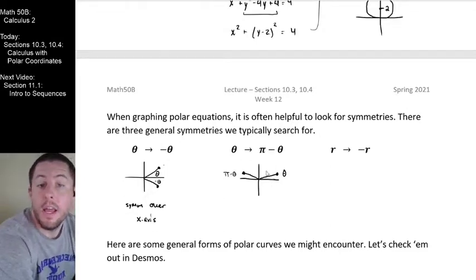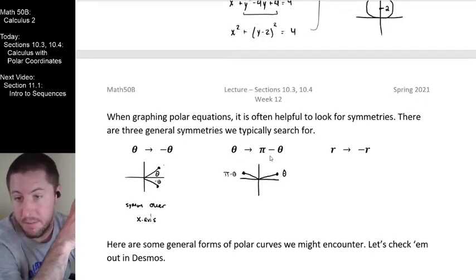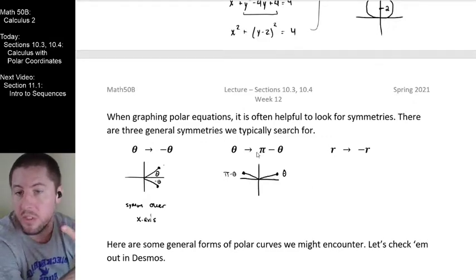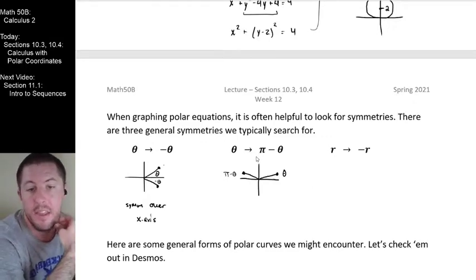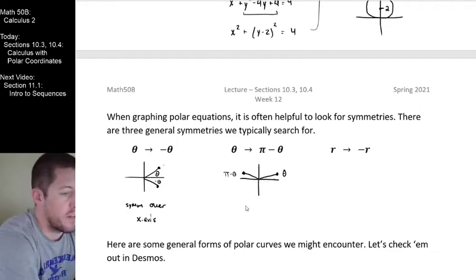All right. So if you can take your polar equation and swap out theta for pi minus theta and simplify your expression, and it's all equal to the original equation once again, then that's going to guarantee it looks like you have symmetry over the y-axis right here.